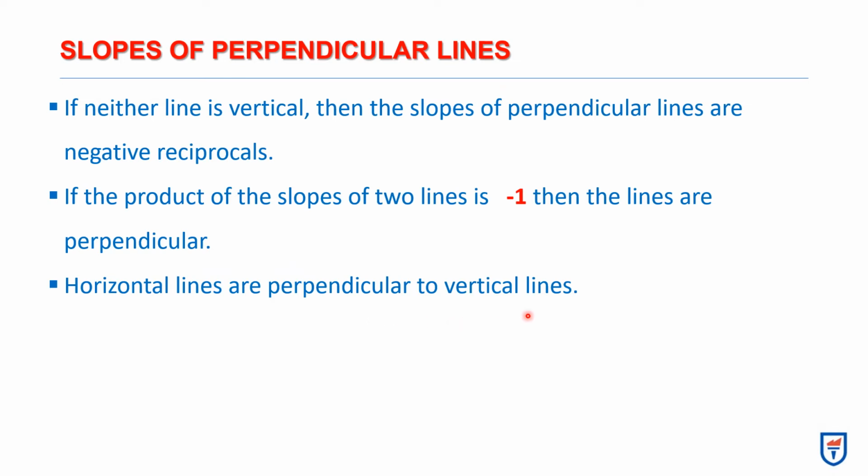Horizontal lines are perpendicular to vertical lines. For example, the x-axis, which is horizontal, is perpendicular to the y-axis, which is vertical. By definition, perpendicular lines are lines that cross each other at a right angle, an angle of 90 degrees.